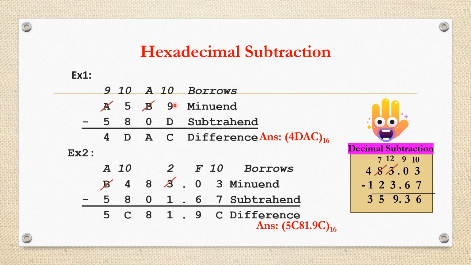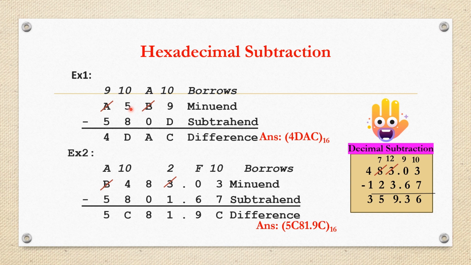So 9 minus D is not possible. So we have to borrow from here. If we borrow, with respect to this column the value is 16. So we are basically borrowing 16 from here. So 10 here is equivalent to 16 in hexadecimal. And as we have borrowed from here, this B is becoming A. So now it is 16 plus 9, 25, 25 minus 13. So this is a C. Okay. Now A minus 0 is A.